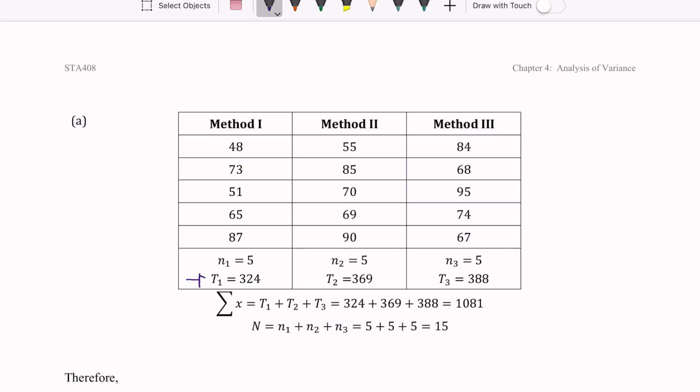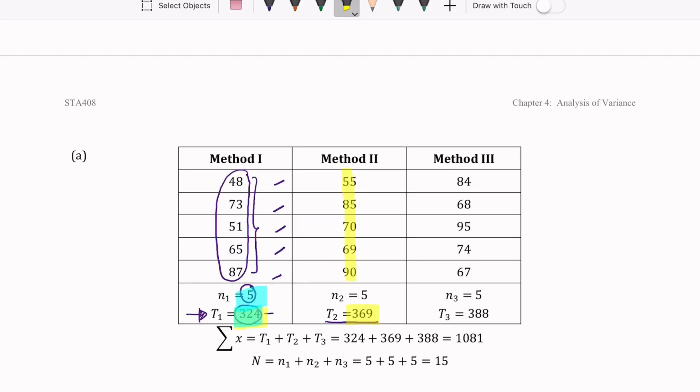Total score of group 1, 324. How do we get this value? 48 plus 73 plus 51 plus 65 and plus 78. We add all the scores of group 1, we will get the total score of group 1. And the sample size of group 1, we have 1, 2, 3, 4, 5. So we have 5 here. Total score of group 2, we add all the scores here, 55, 85, 70, 69, and 90. We have 369. And the sample size of group 2 is 5.